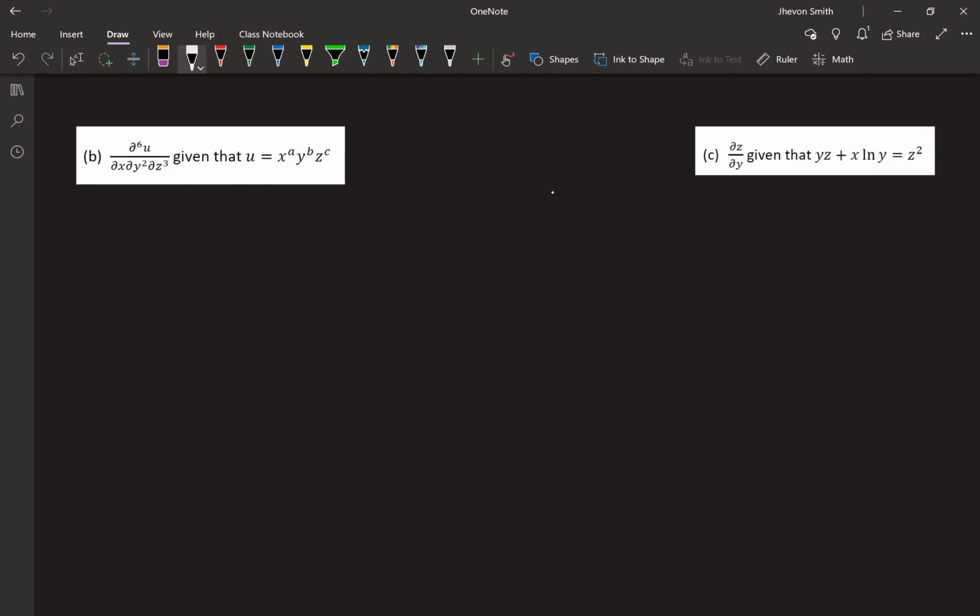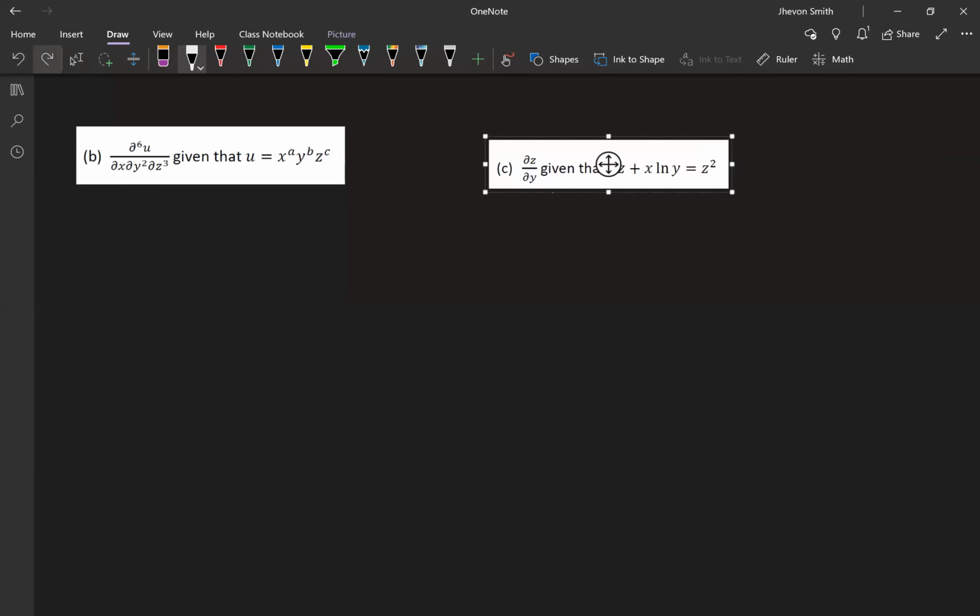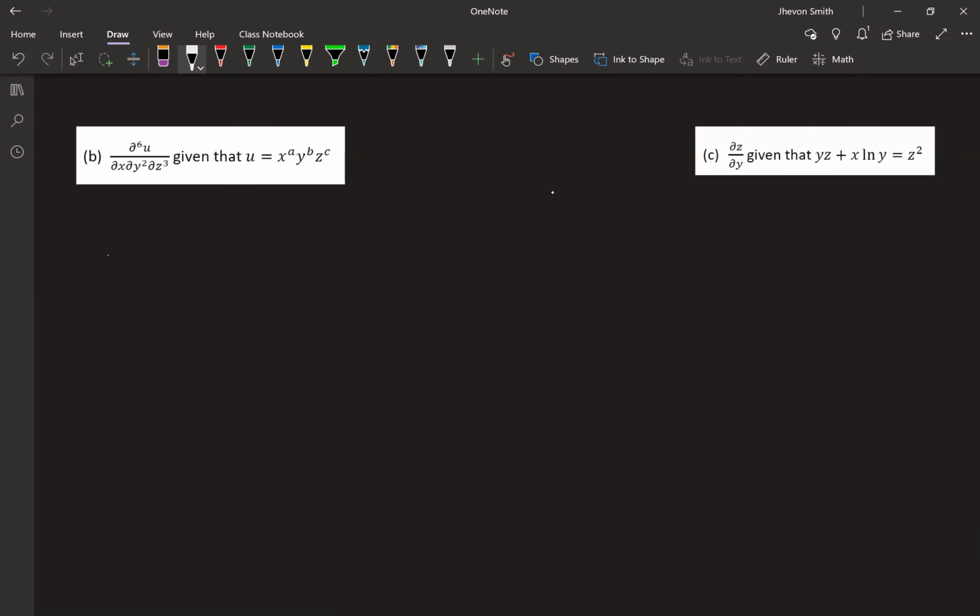this one, the 6th partial derivative. So this says you take the partial with respect to z 3 times, then you take the partial with respect to y 2 times, then you take the partial with respect to x 1 time. Yeah, so let's jump into it. Partial of u with respect to z, where it's just the power rule? So c x to the a, y to the b, z to the c minus 1.